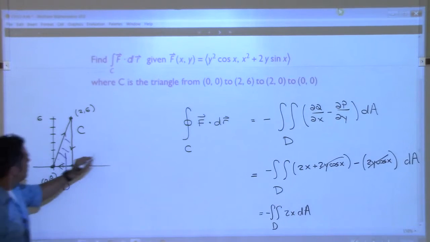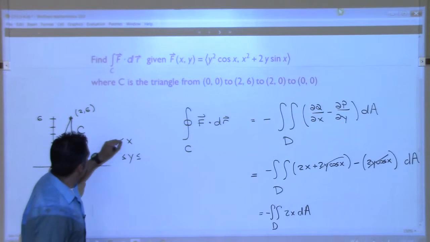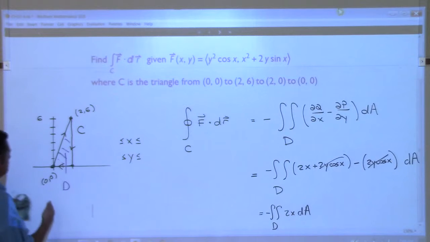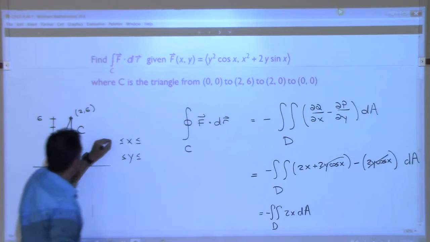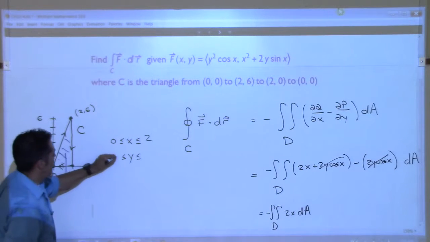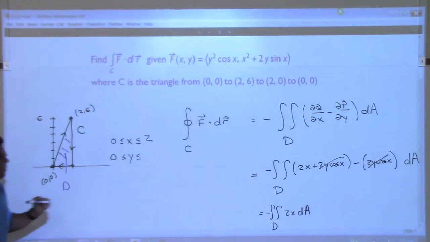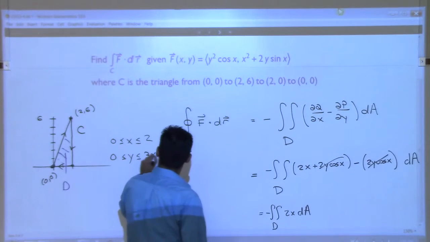So if I look at this, what's my restriction on x? What's my restriction on y? So x is bounded between 0 and 2. My y's are bounded between 0 and... Yeah, you have to look at that as a function of x. So what is it, 3x? y is equal to 3x.